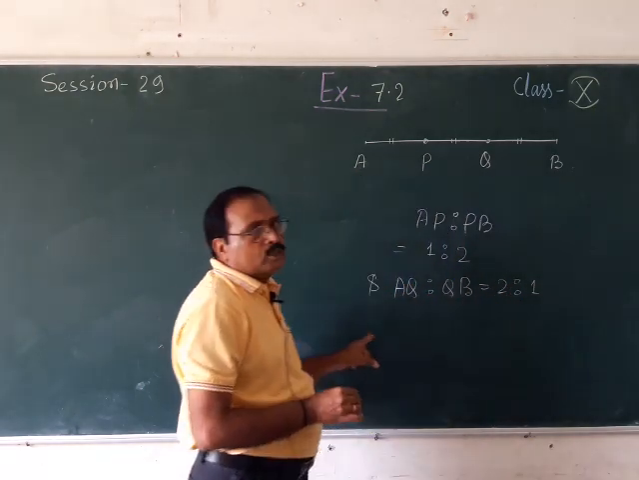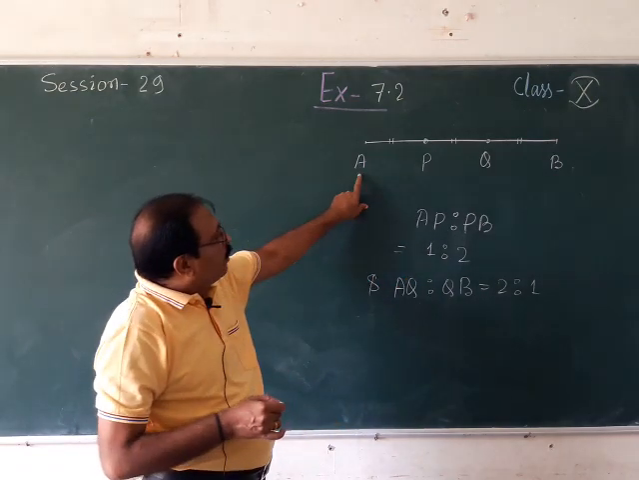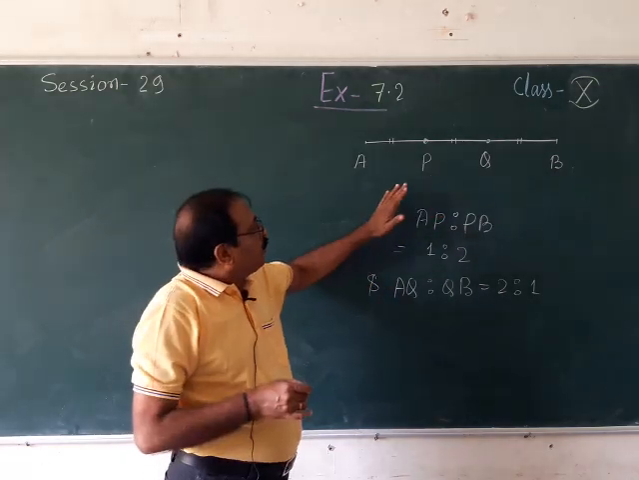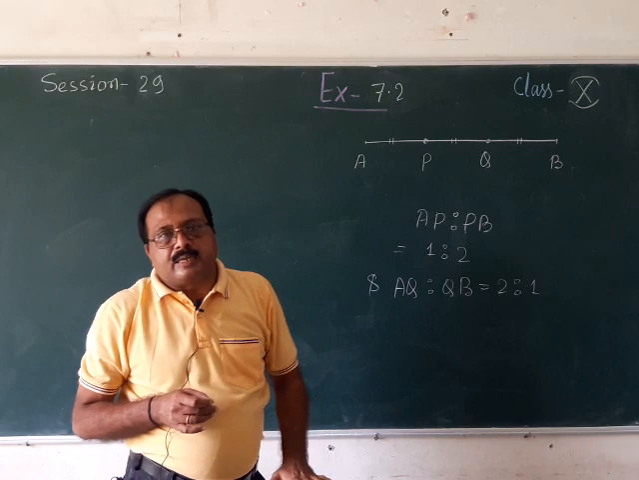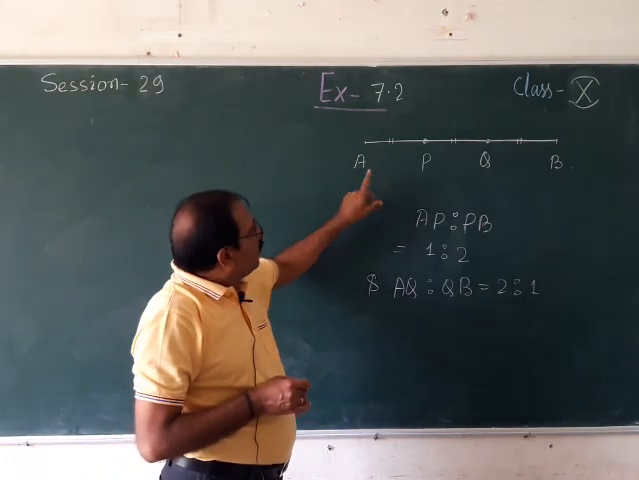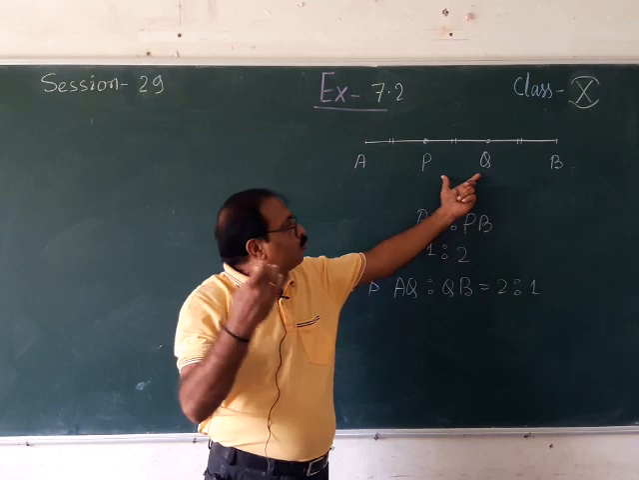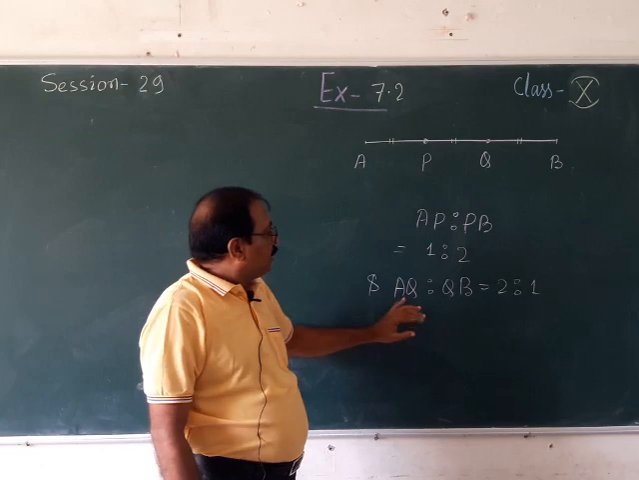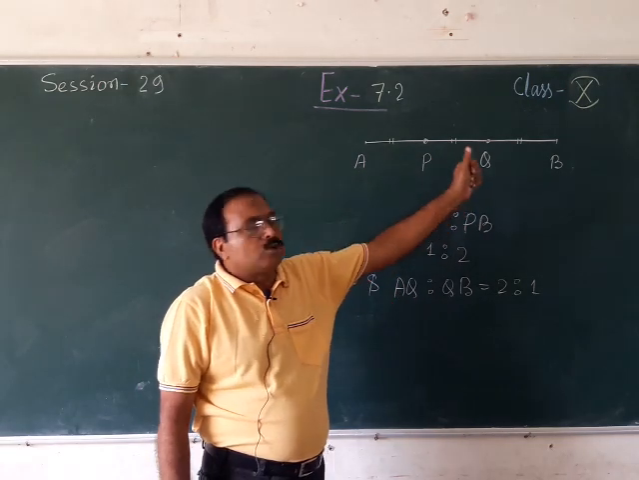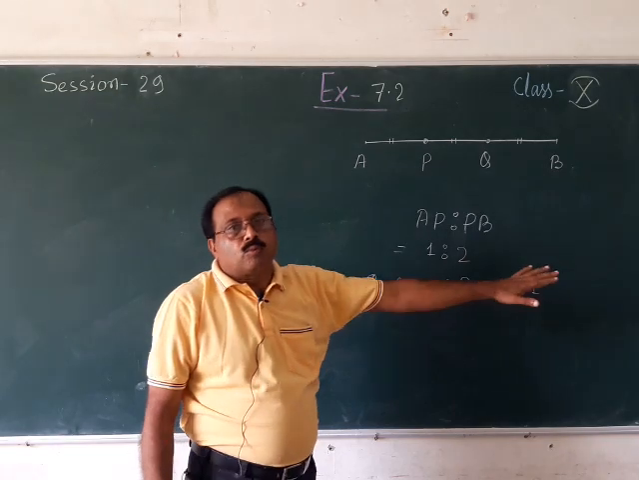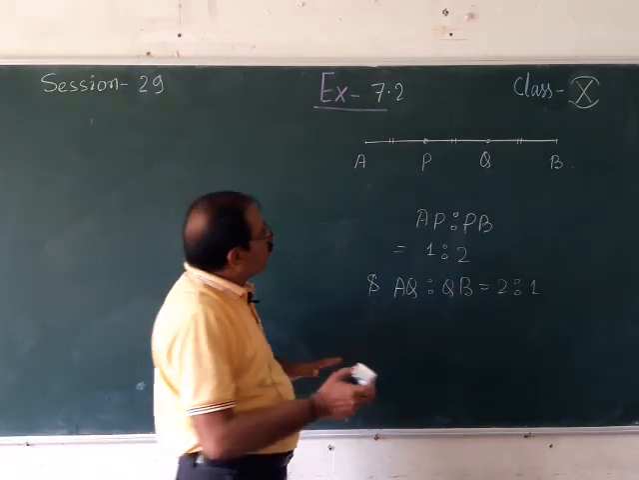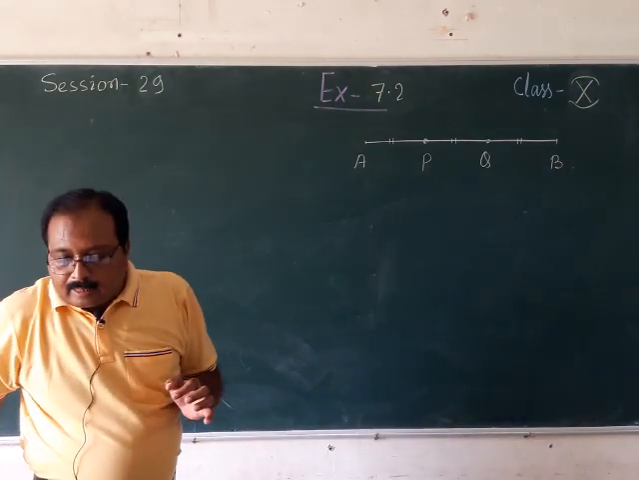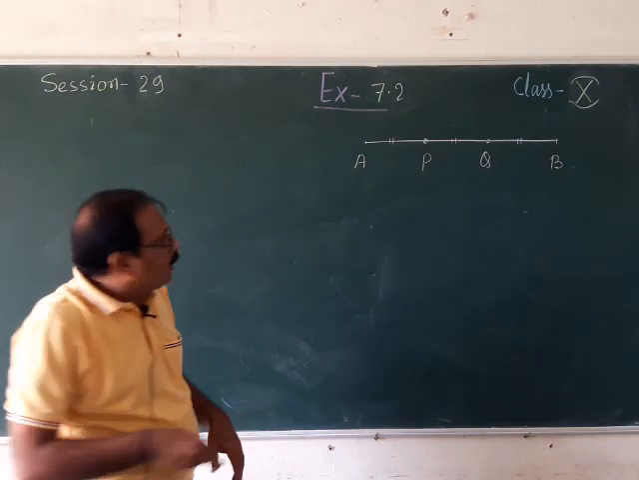This must be understood by you all, that if AB is a line segment and P and Q are the 2 points which trisect the given line segment AB, that means AP is equal to PQ and it is equal to QB. Here AP is to PB should be 1 is to 2, and if I am asking AQ is to QB, you can write 2 is to 1. So it should be very clear to you all. Then proceeding to the question. What is the question here? Here (4, -1).